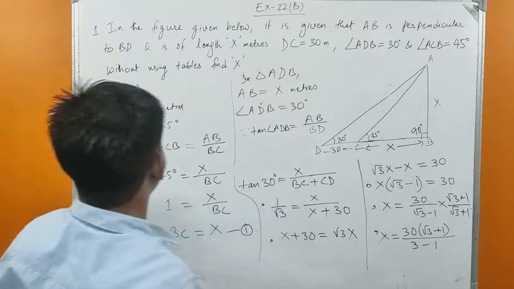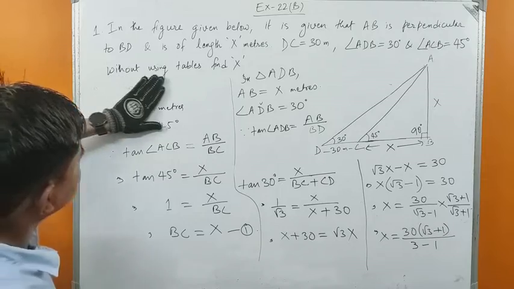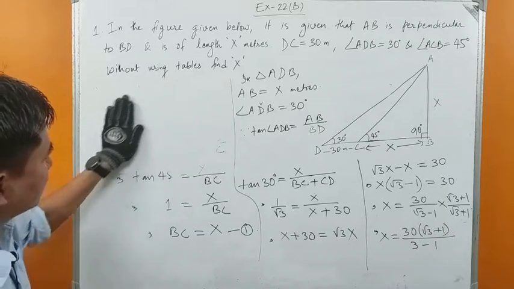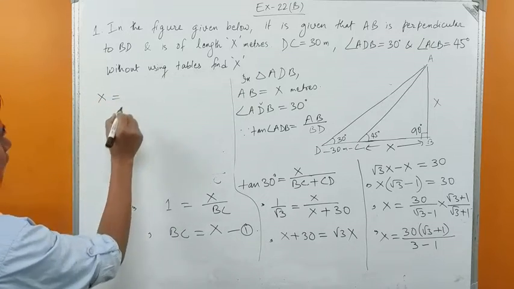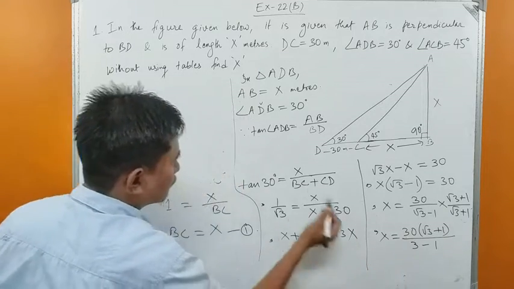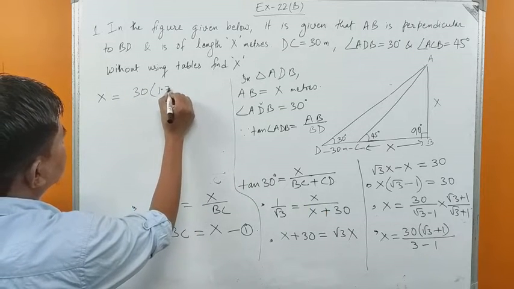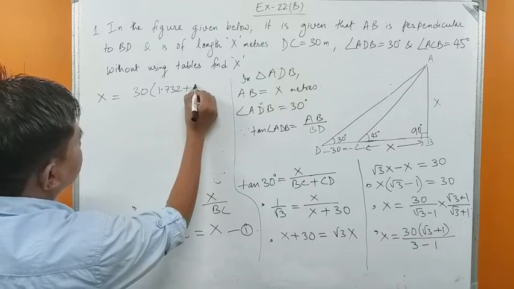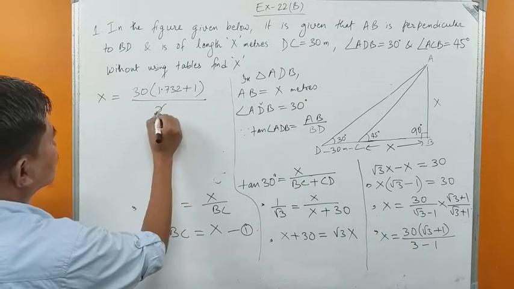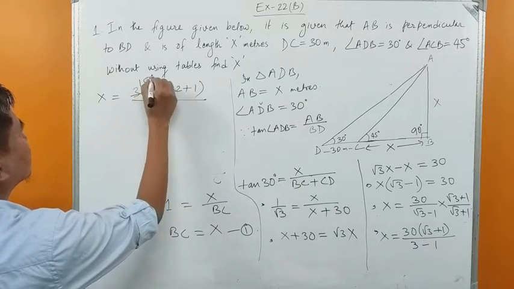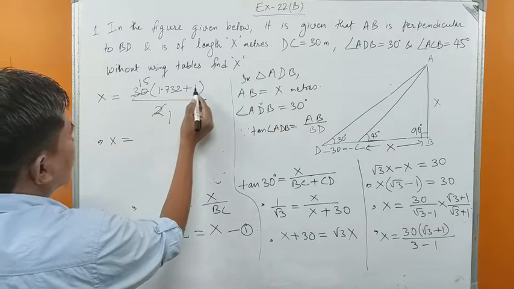Now let me continue. Let me erase this, okay? Please take the screenshot. I am erasing this. So x equals, we are asked to find the value of x, isn't it? x equals 30 into root 3 means 1.732, plus 1, divided by 3 minus 1, which is 2. So 2 1s are 2, 2 15s are 30, or x equals 15 into 1.732 plus 15.